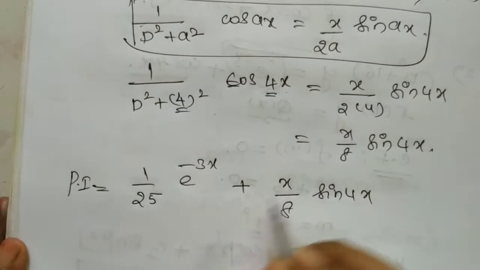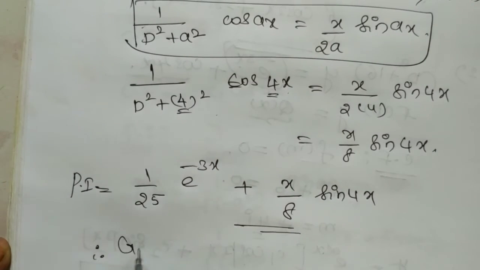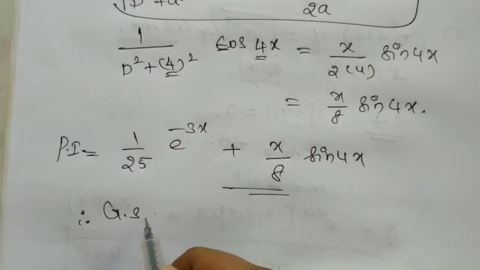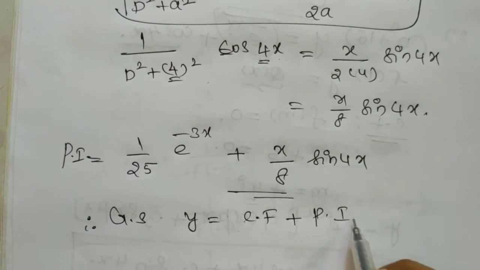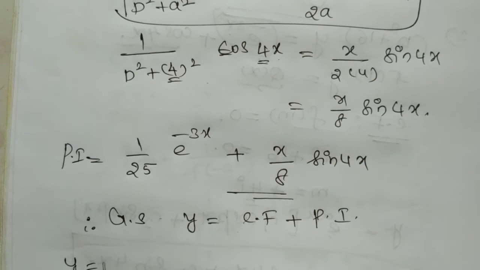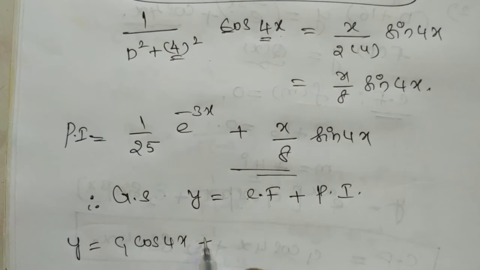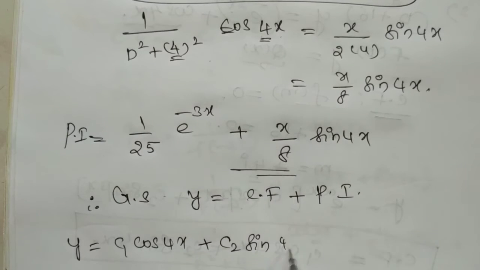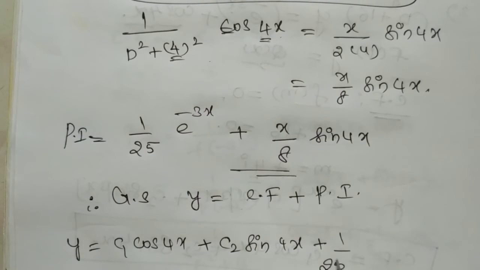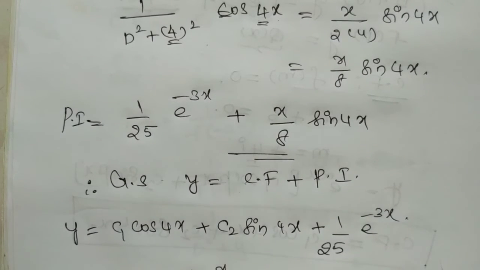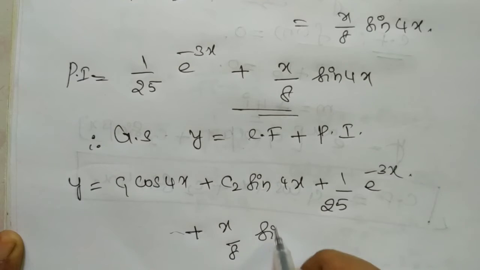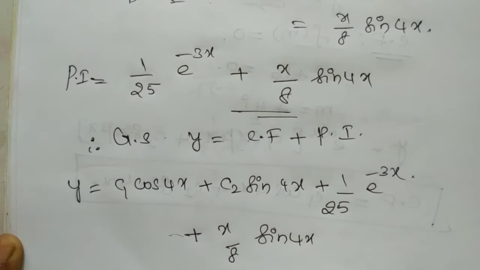So therefore general solution of given problem y equal to complementary function plus particular integral. So here complementary function c1 cos 4x plus c2 sin 4x plus 1 by 25 e power minus 3x plus x by 8 into sin 4x. So this is our required general solution.